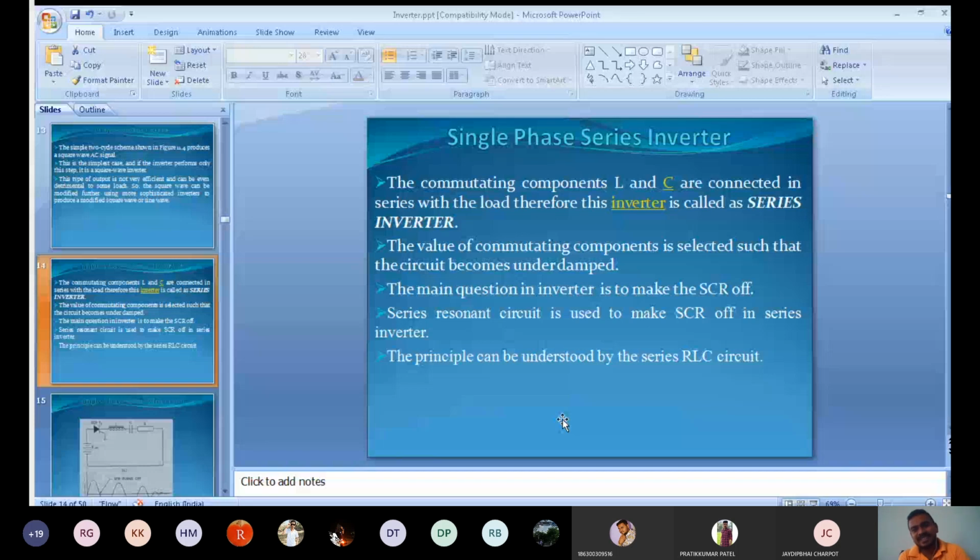Okay, so this inductor and capacitor make the commutating circuit. Resonance circuit L and C, also we can say a commutating circuit. This L and C also make the resonant circuit, or we can say the commutating circuit. So we can say that L and C are the commutating components.